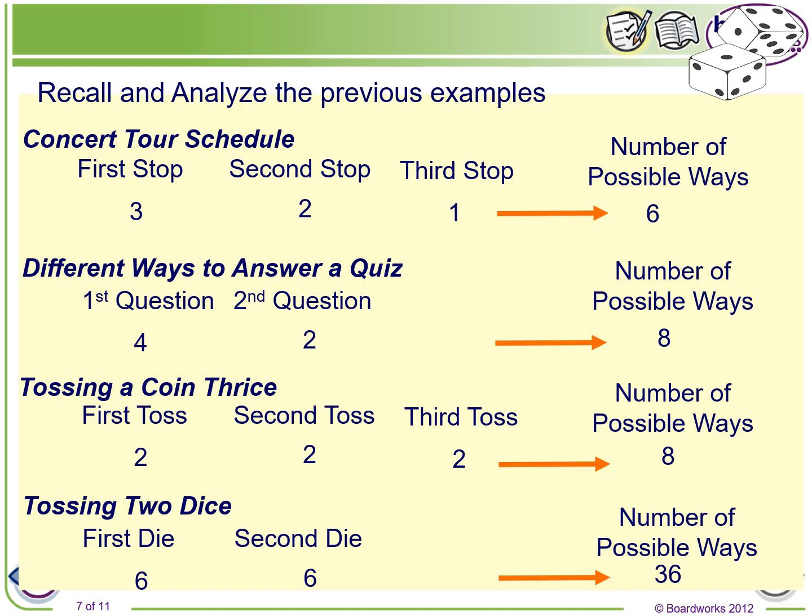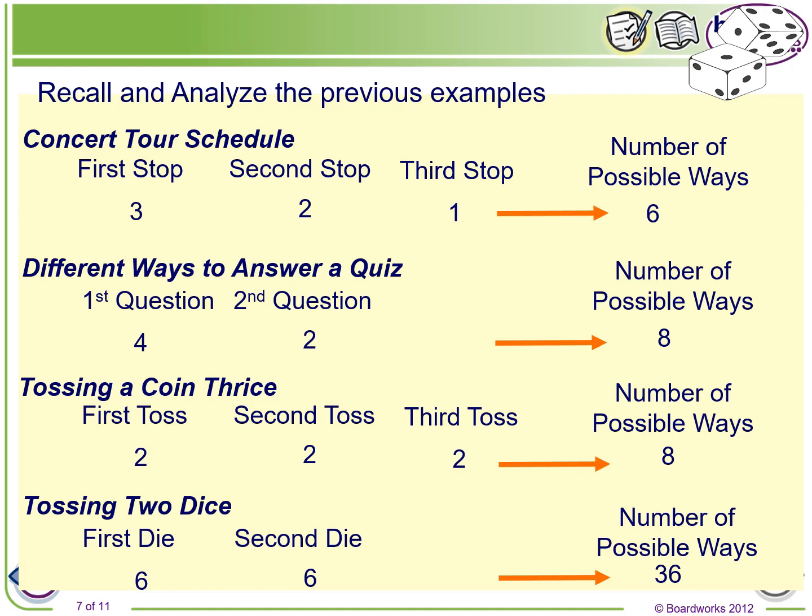First die we have 6, second die we have 6. So the easiest way in getting the possible number of outcomes is we're just going to multiply every event. So we have here 3 times 2 times 1, that is 6, right? 4 times 2, that is 8. 2 times 2 times 2, that is 8. 6 times 6, that is 36.